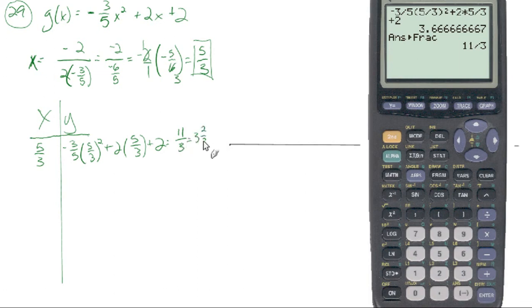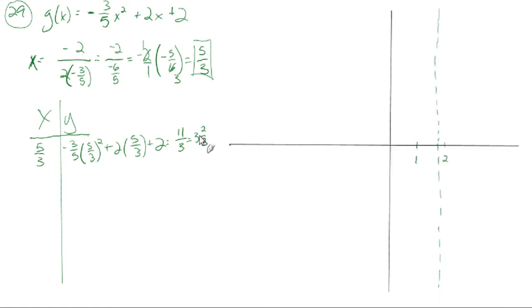Or 3 2/3. This is helpful. Alright, so we'll put this away. 3 2/3. So at our line of symmetry, we'll go up to 3 2/3. We'll make this 1, 2, 3, 4, 3 2/3. That'll be right there.